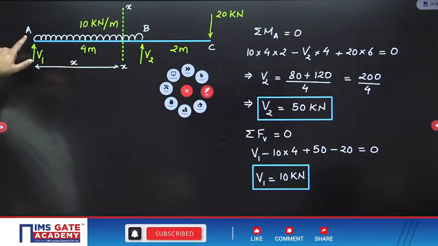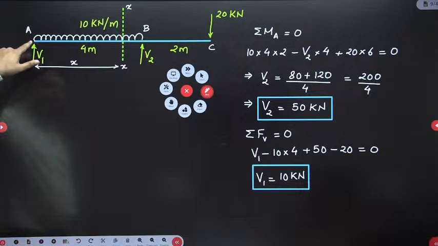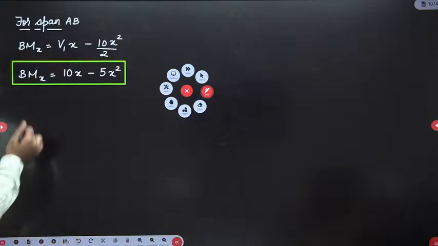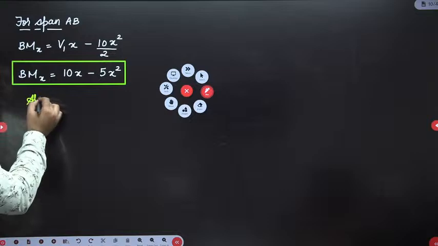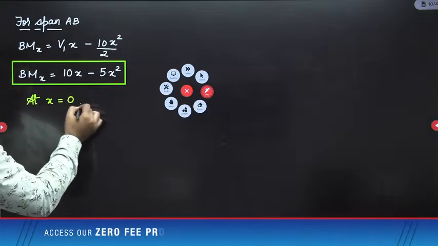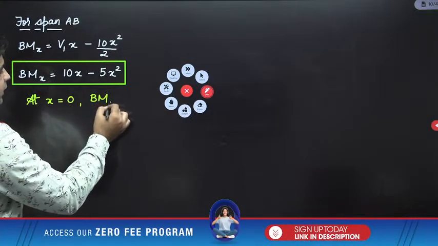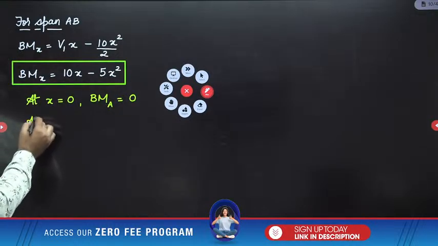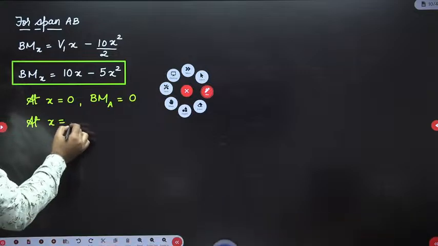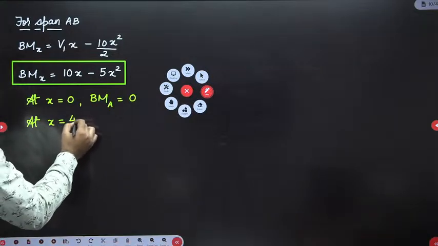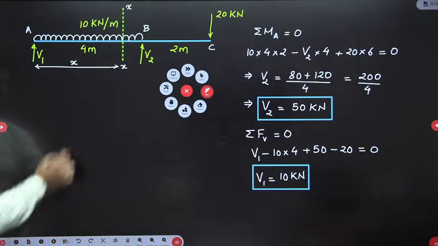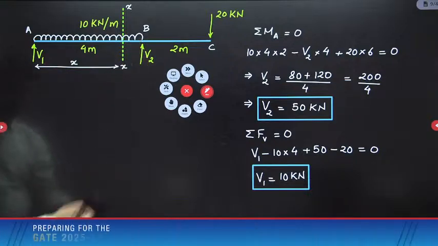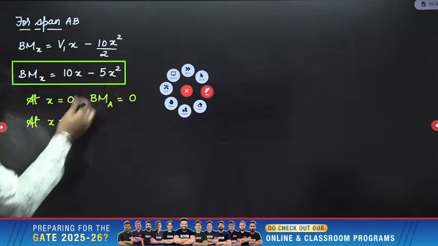So first calculate the value of bending moment at A. For bending moment at A, substitute X equals 0. So at X equals 0, bending moment at A is equal to 0. Next calculate bending moment at B. So at X equals 4 meter, you will get the value of bending moment at B. Substitute X equals 4 here.